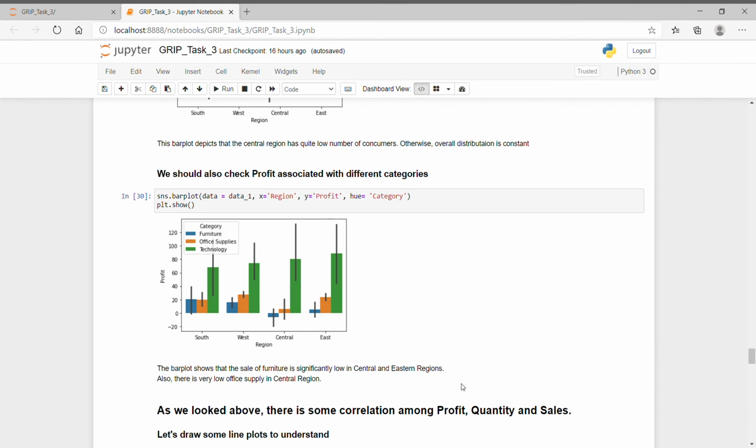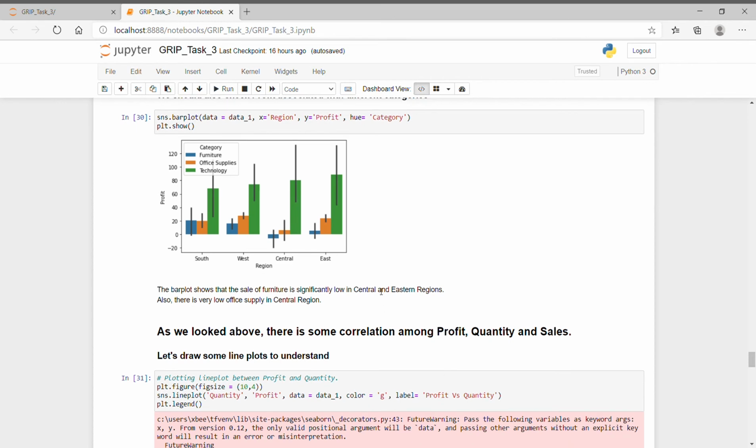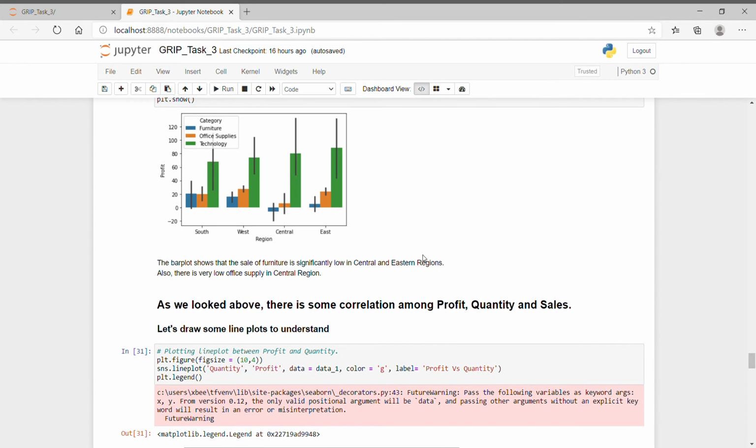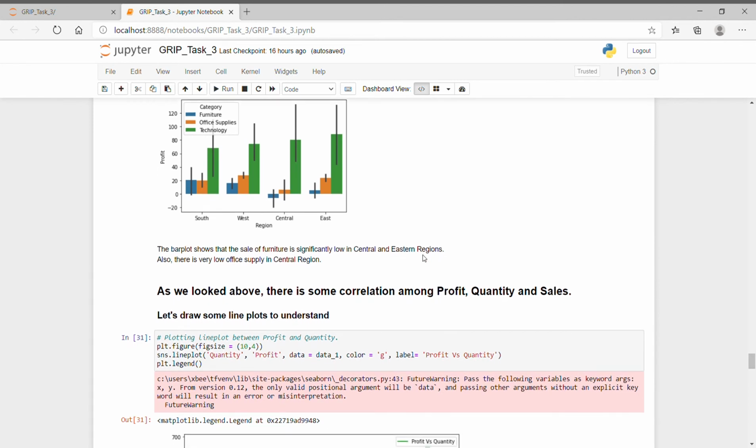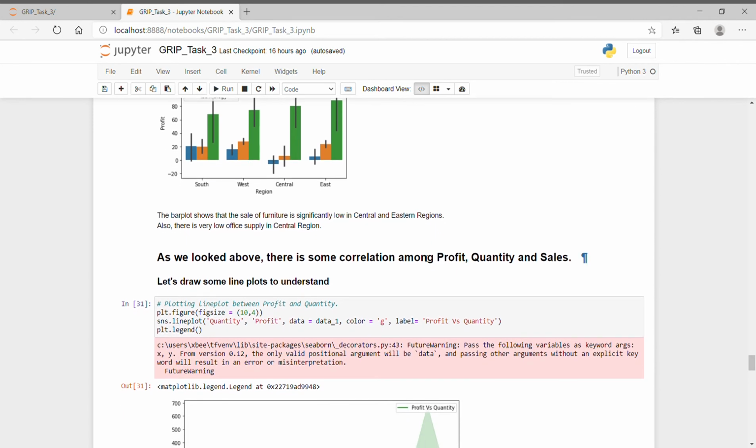Let's check the curve between profit and region, which is hued by category. Here is the bar plot, which shows that sales of furniture are significantly low in the central and eastern regions. Also, there is very low office supply in the central region. We'll make our conclusions later.